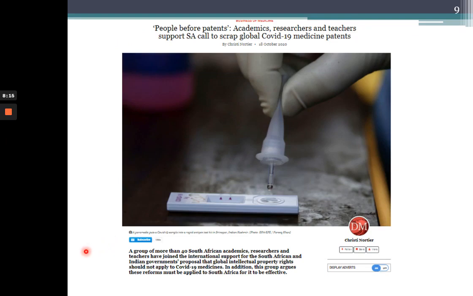There's an interesting article here that we've loaded on academics, researchers and teachers supporting South Africa's call to scrap global COVID-19 medicine patents. So they've joined this group, and you can have a look at this article, and you can see the arguments for and against this. So just to make it topical and relevant to your lives.